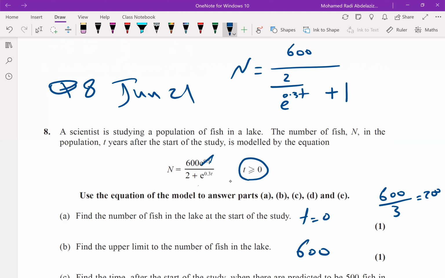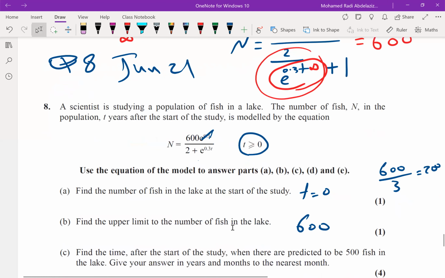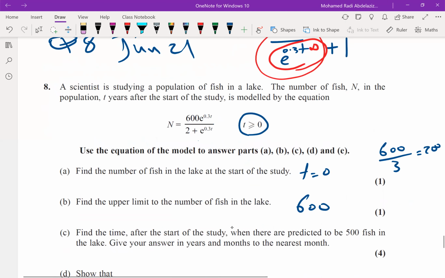Now t is equal to infinity. So the value e to the power of infinity will be infinity. A number over infinity is equal to 0. So 0 plus 1 is 1, so the maximum value will be 600. As I told you, if you substitute t as very large, you will get this value equal to 600.